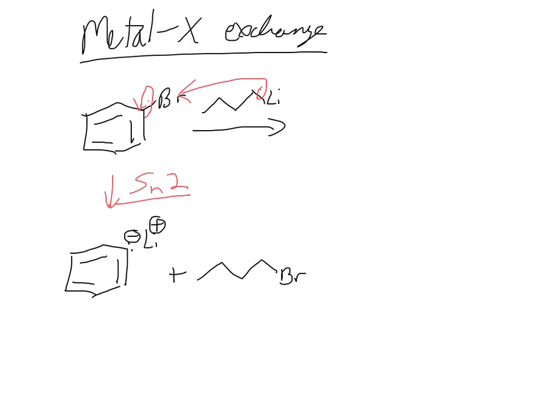Go ahead. You couldn't do an SN2 on an sp2. I can do an SN2 on an sp2 hybridized carbon, but where is the SN2 taking place? It's taking place on the bromine, essentially, and the bromine's still sp3 hybridized.